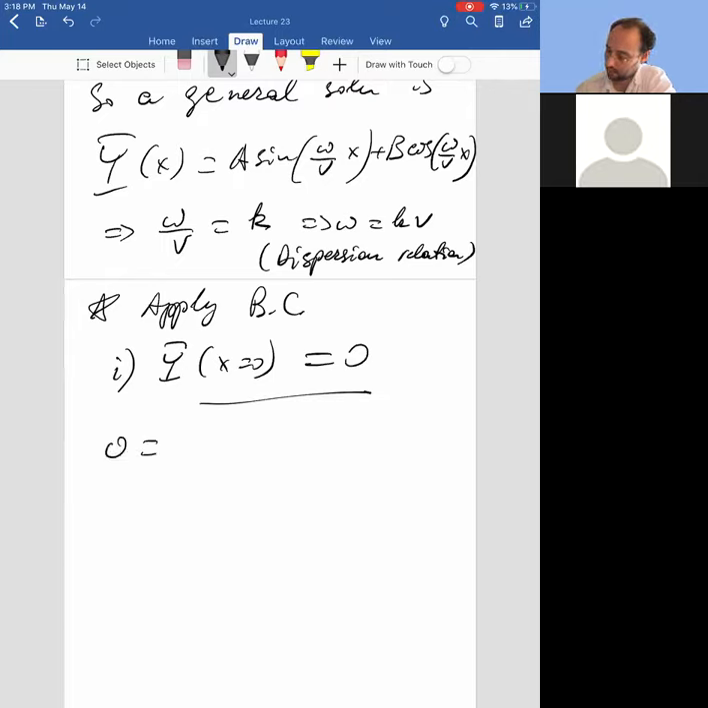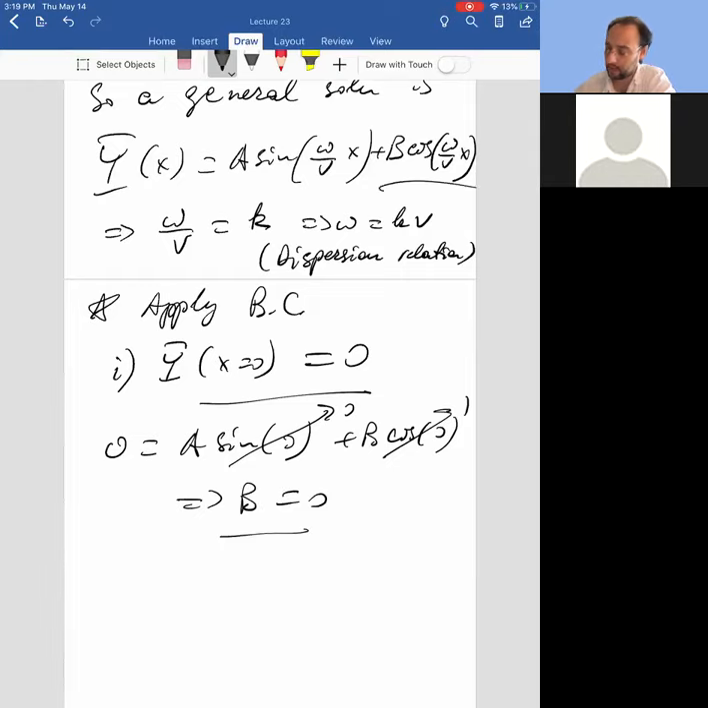Okay, so 0 equals a sine of 0. Well, that's automatically 0, plus b cosine of 0. Cosine of 0 is 1. So this tells us that b equals 0. Boom. So we kind of knock out this part of the solution.